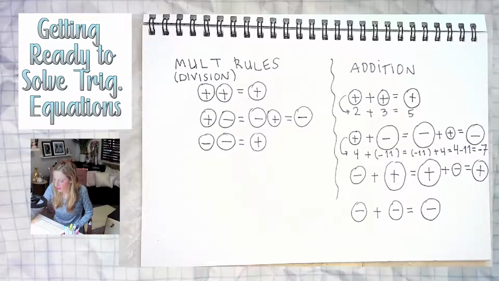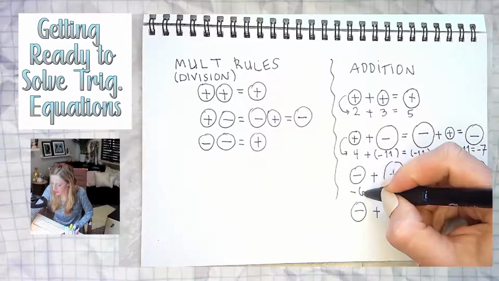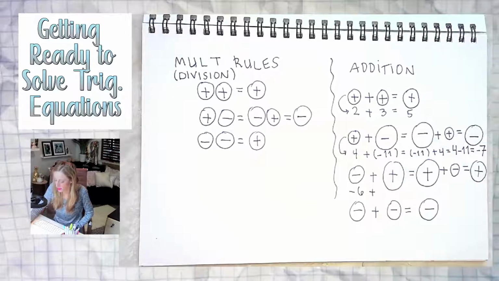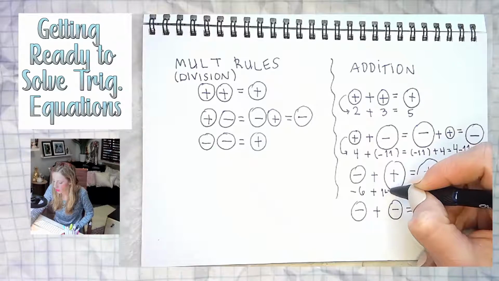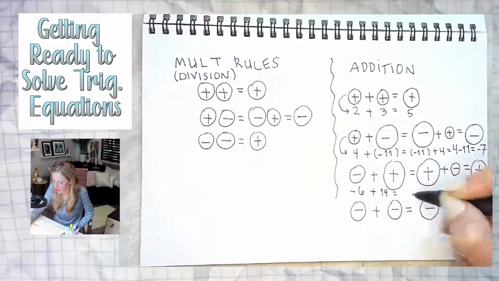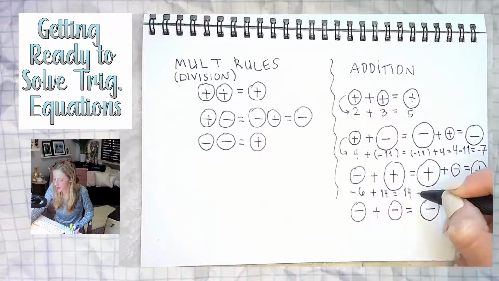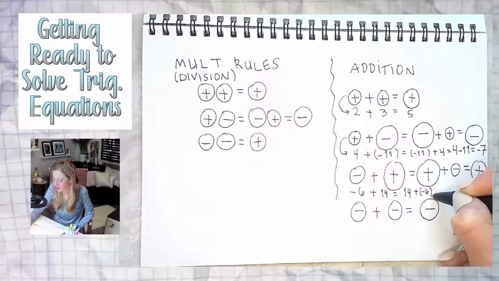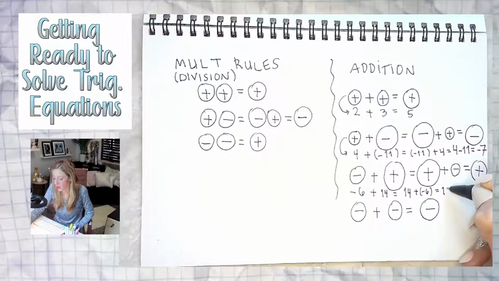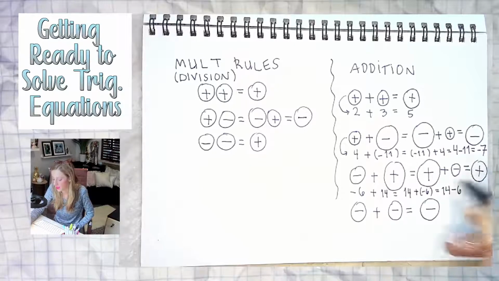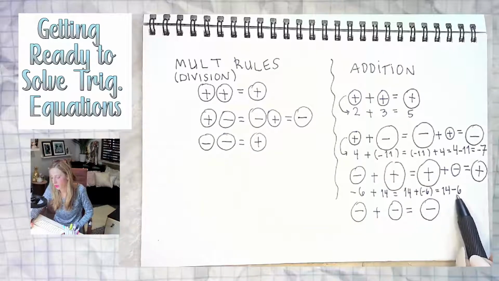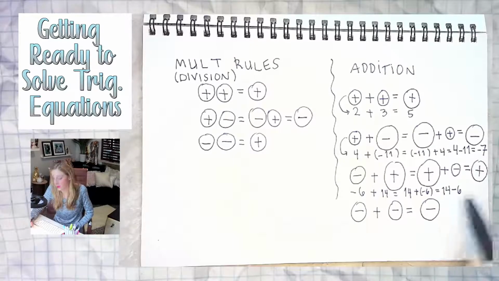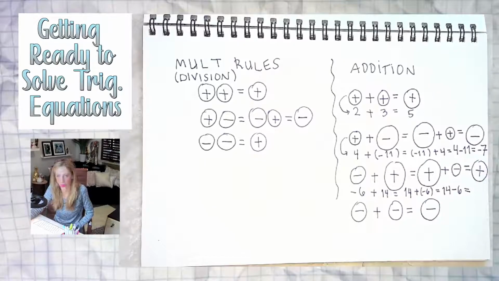Okay. What if I have -6 plus 14, which is the same as 14 plus -6, which is the same as 14 minus 6. And I feel like when you guys see it this way, you don't really remember all the time that it's the same as this. What do you get for this answer over here? 8. Good, +8.